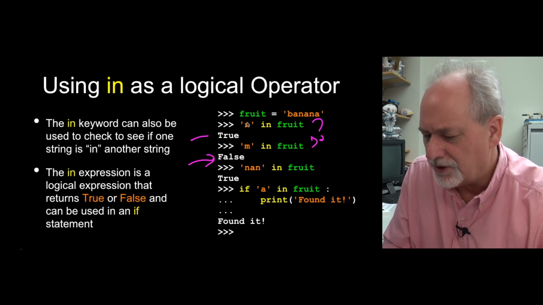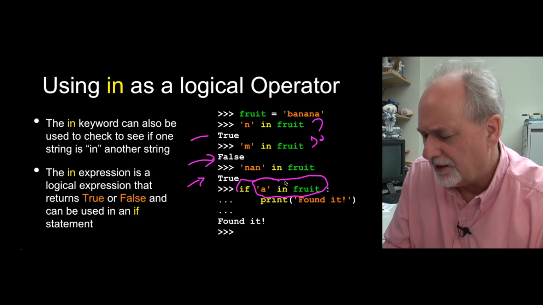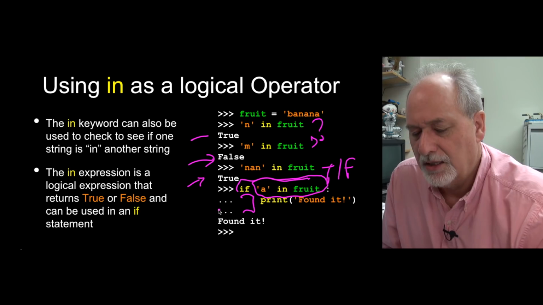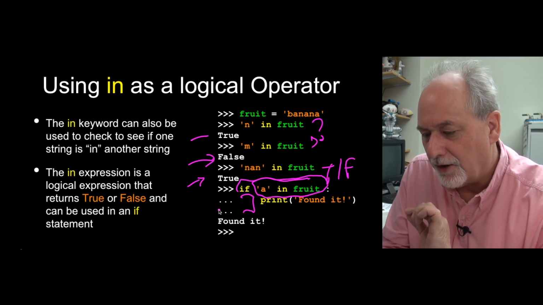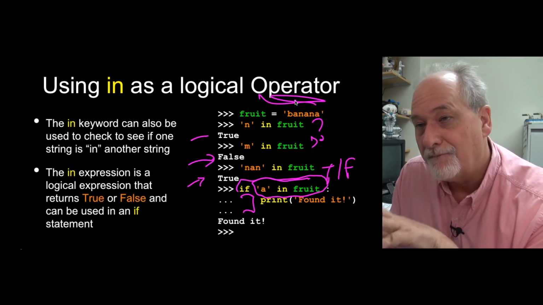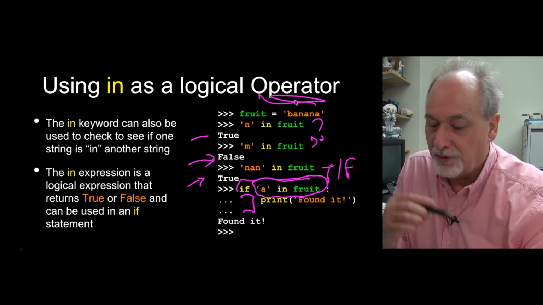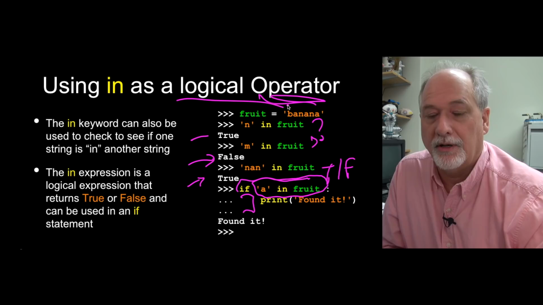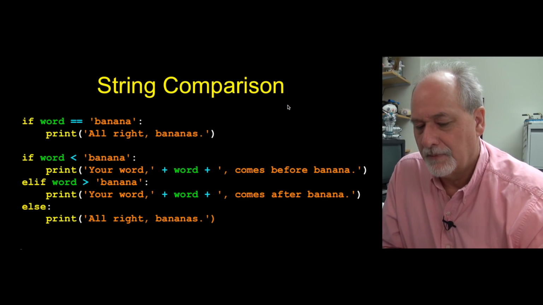Is nan in fruit? It doesn't have to be a single character, it can be more than one character, and the answer is true. And then you say something like, if a in fruit, and so this is the logical value that returns a true or a false, and yes, we found it. So that becomes true in this particular case, so it runs the little indented bit. So in is an operator in this situation. In a for loop, in means something different. And we'll use in for other things as logical operators coming up in a bit.